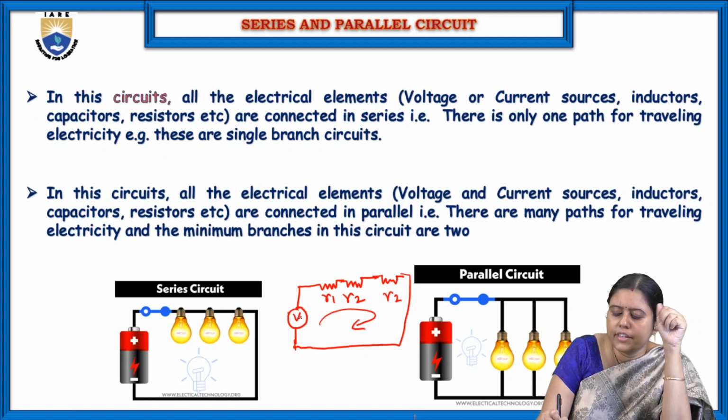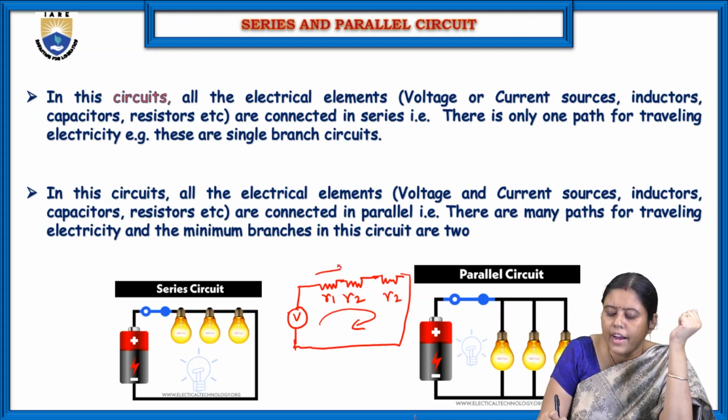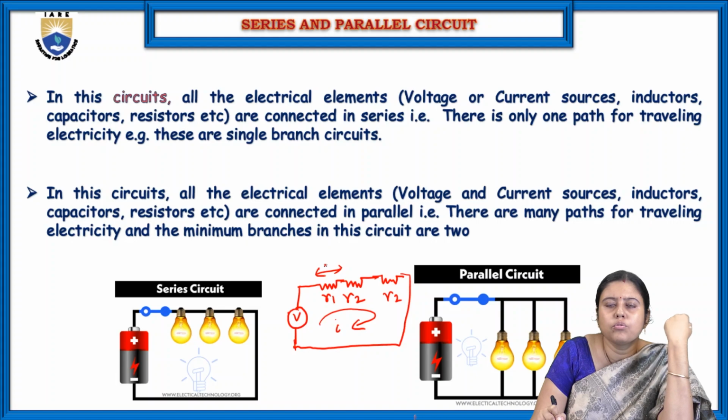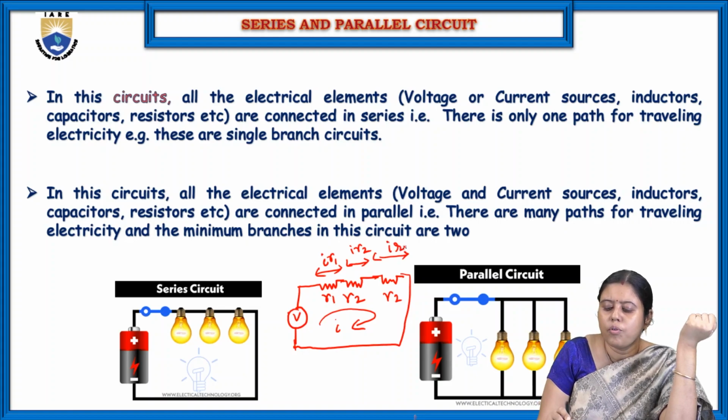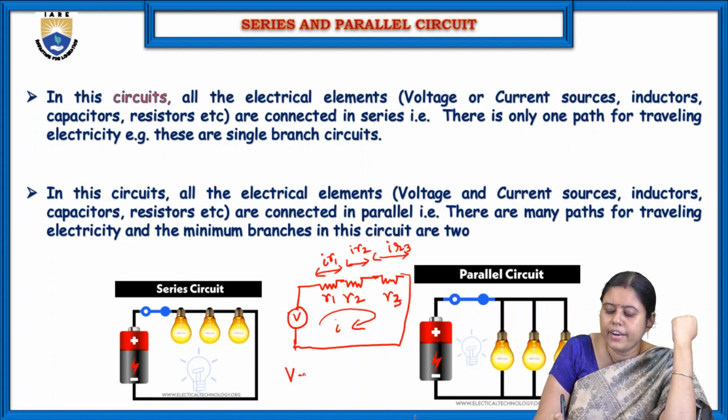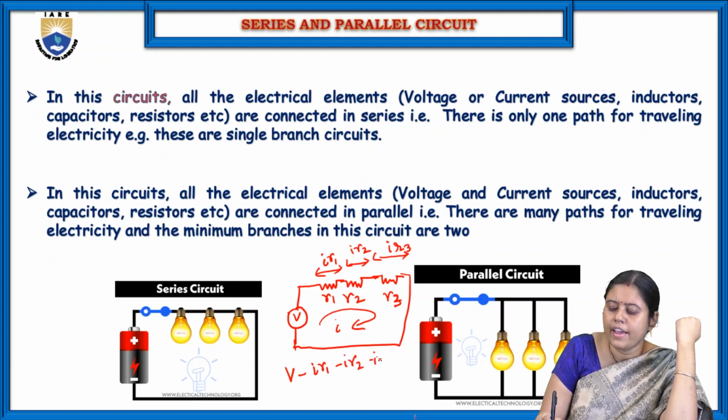This total voltage is here. If the current is I, according to Ohm's law, there is a voltage IR1. This is a voltage drop IR2 and this is another voltage drop IR3. So what is the voltage we are getting here in R1, R2, R3? Voltage minus IR1 minus IR2 minus IR3.